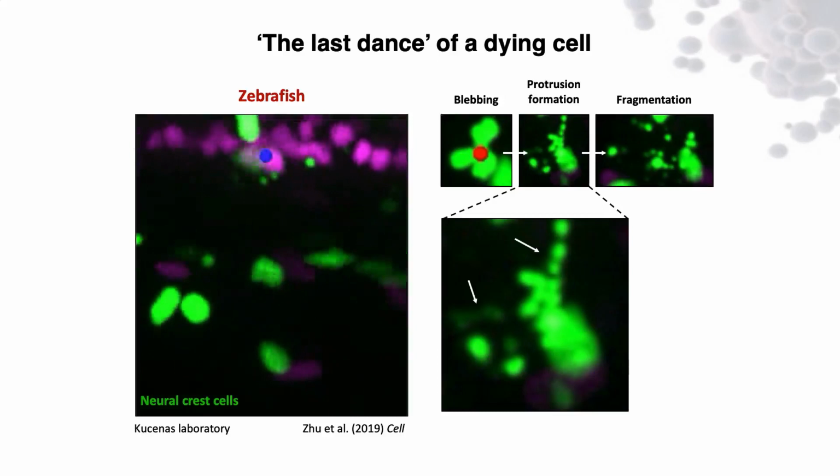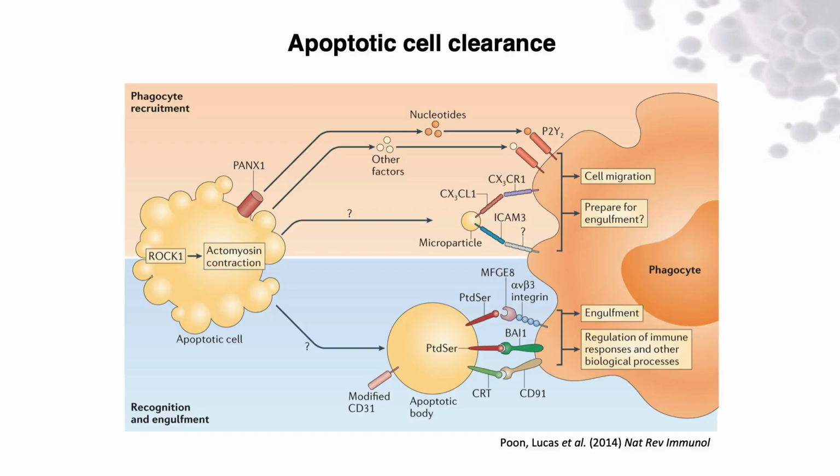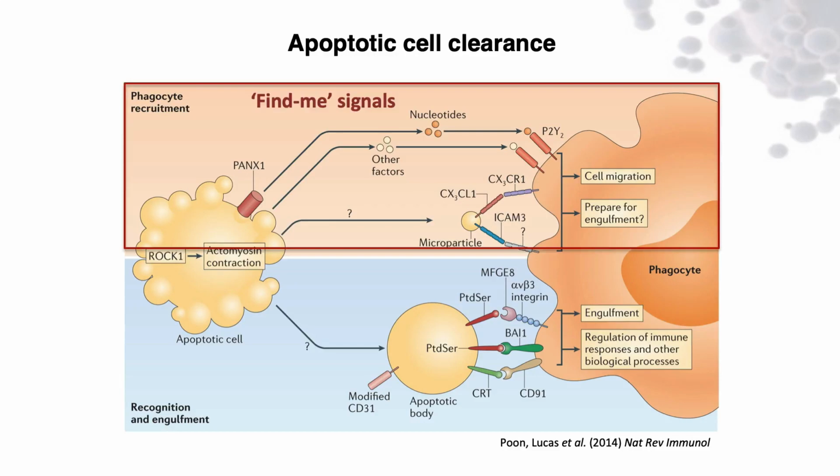So why do we care about this process? I'm from the field of cell clearance, and we're particularly interested in how dying cells are rapidly removed by phagocytes. Because if dying cells are not removed efficiently, the membrane would become permeabilized and release intracellular contents that can cause inflammation. There are a number of really cool mechanisms to ensure this process is very efficient. For example, apoptotic cells can release what we call find-me signals, such as nucleotides and also small EVs, that can then recruit phagocytes towards the site of cell death.